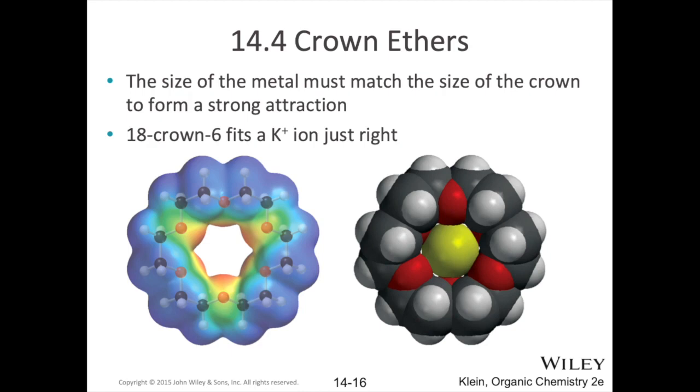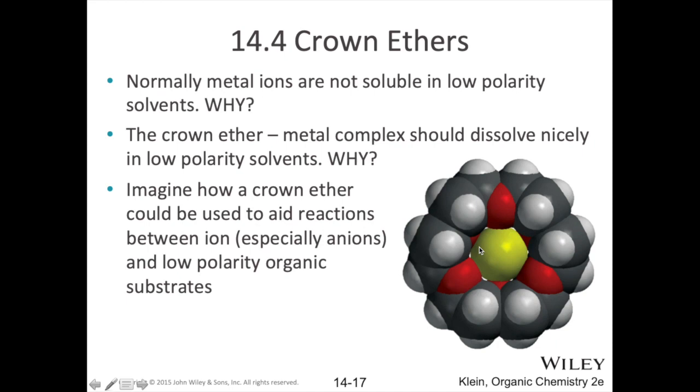So here's a picture of that. If you have an 18 crown 6, we can see here a potassium ion fits just perfectly into that space. So it helps stabilize your cation and keep it away from any other anions, which then leaves your anion free to react.